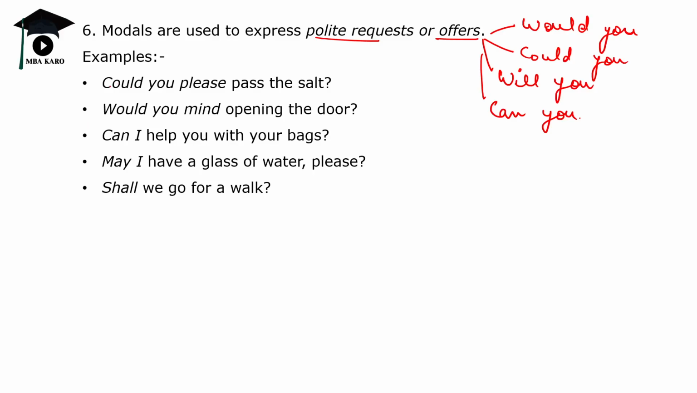So examples would be: could you please pass the salt? Would you mind opening the door? Can I help you with your bags? Alright. May I have a glass of water? So here we can also say, can you help me with my bags? If we are politely asking somebody to help us. So we can also say, can I help you? Or can you help me? Sorry, can you help me with my bags? Then, may I have a glass of water, please?